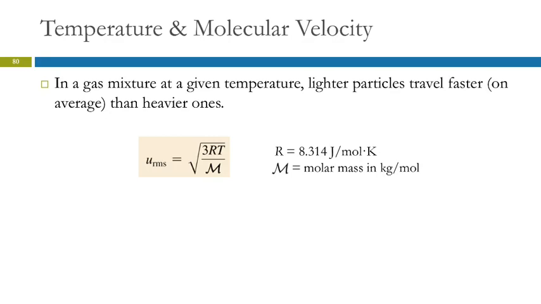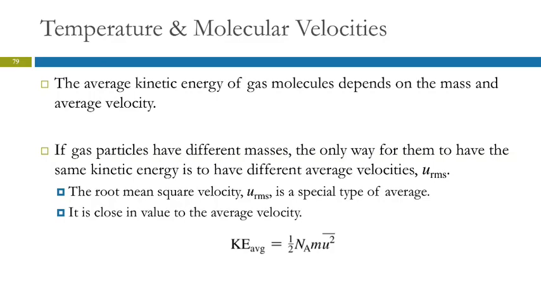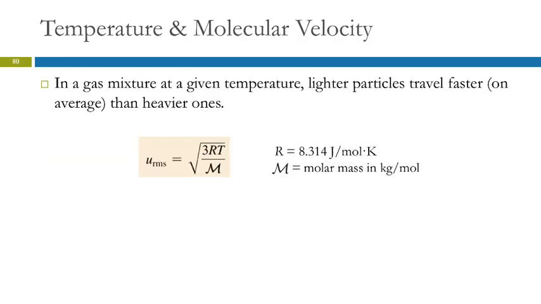So in a gas mixture, at a particular temperature, lighter particles are going to travel faster than heavier ones. Right? Let's go back and look at this. So if the mass is bigger, then the velocity must be smaller in order to have the same kinetic energy. So it's football season. Been going to a lot of football games. So I'll use the football analogy.